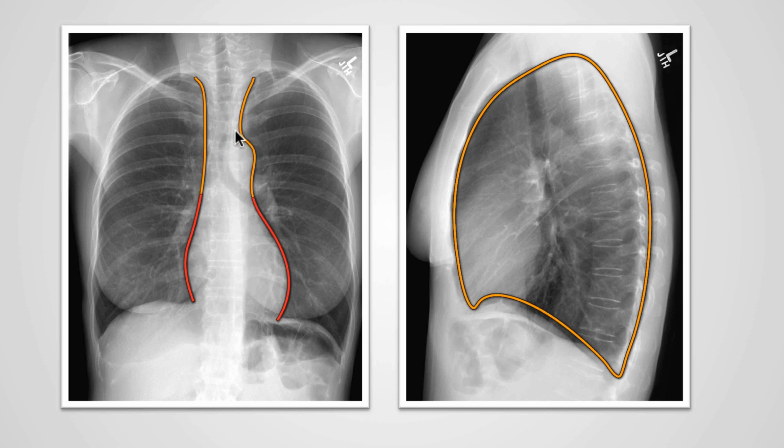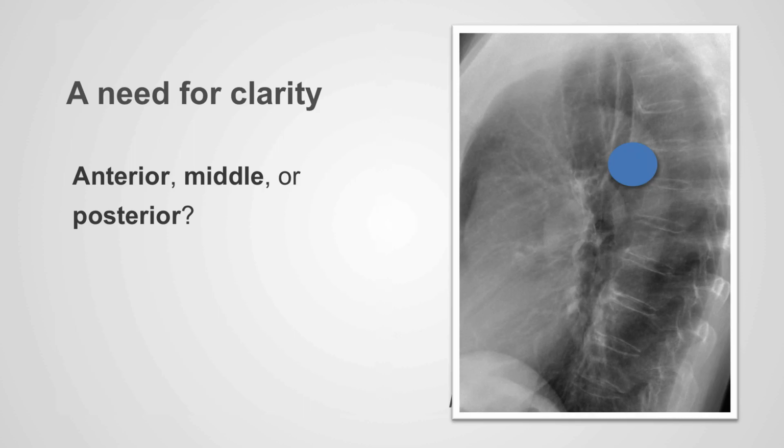On the PA film, this is represented by the white area seen centrally. On the lateral projection, the mediastinum extends from the anterior thorax to the posterior thorax and extends superiorly and inferiorly for the entire extent of the thorax. When we talk about the mediastinum, we usually talk about the anterior, middle, and posterior compartments.